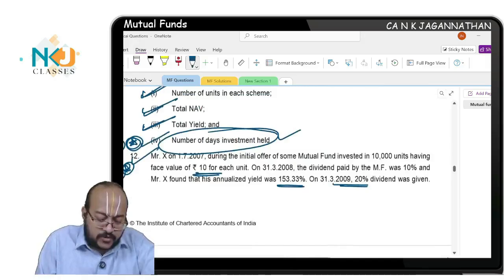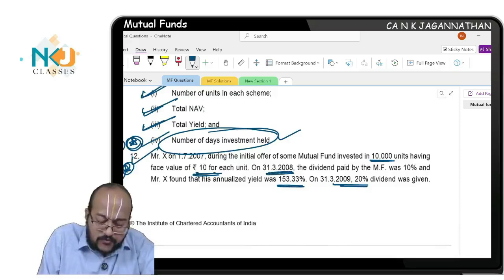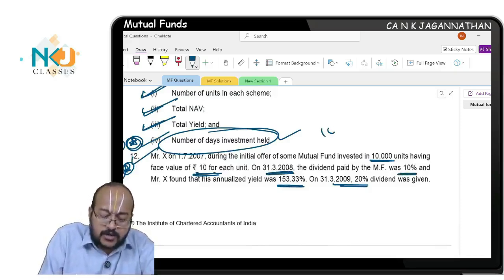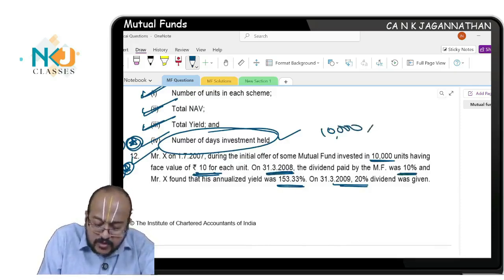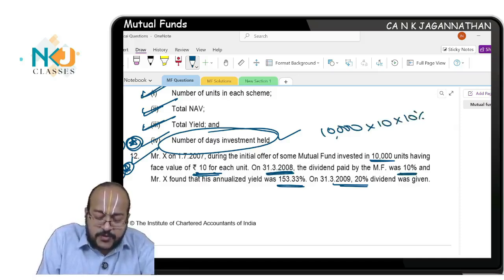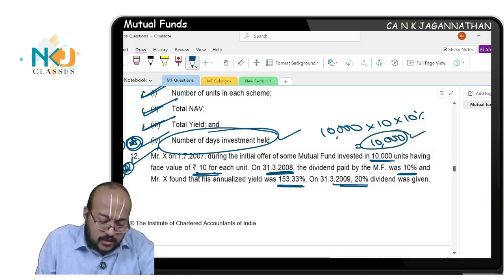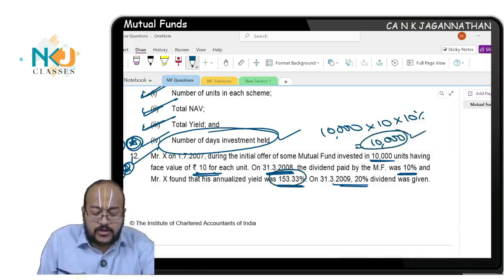How to find the NAV for the first year, 31/3/2008? Very simple. 10,000 units, having a face value of 10. Agreed? And the dividend paid at the end of 2008 was 10%. The number of units is 10,000 and the face value is 10, into 10%: 10,000 into 10 is 1 lakh, into 10%, so 10,000 is the dividend paid in the first year. And annualized yield is given as 153.33.